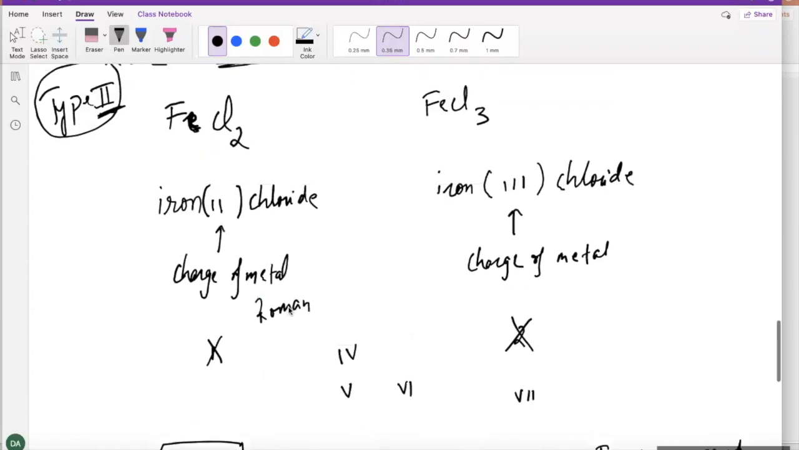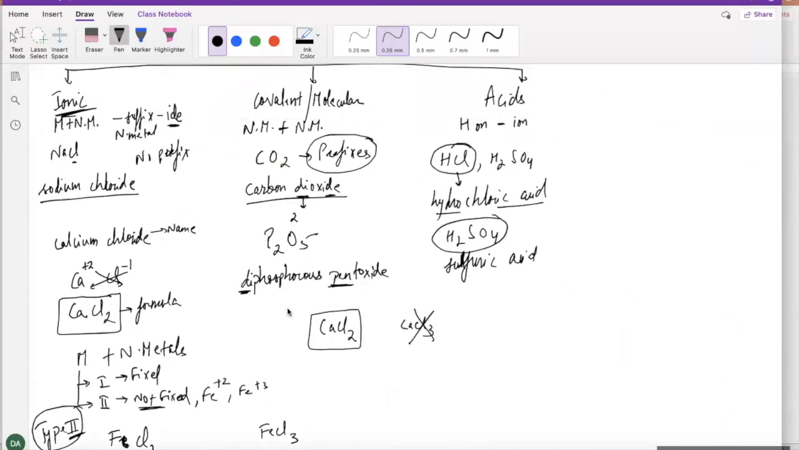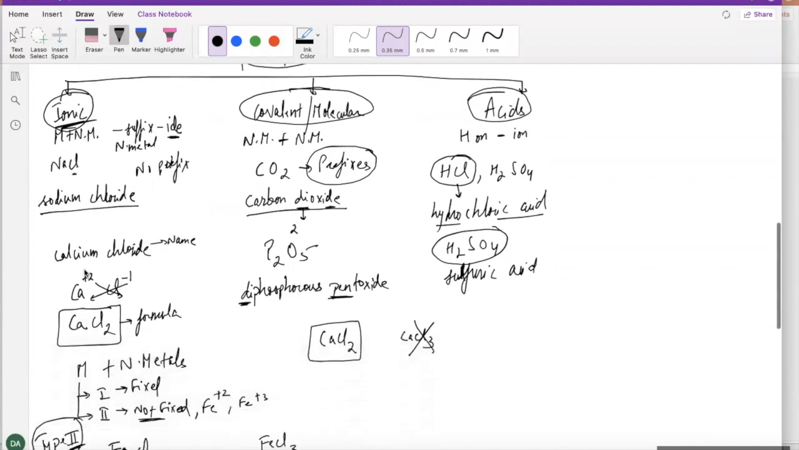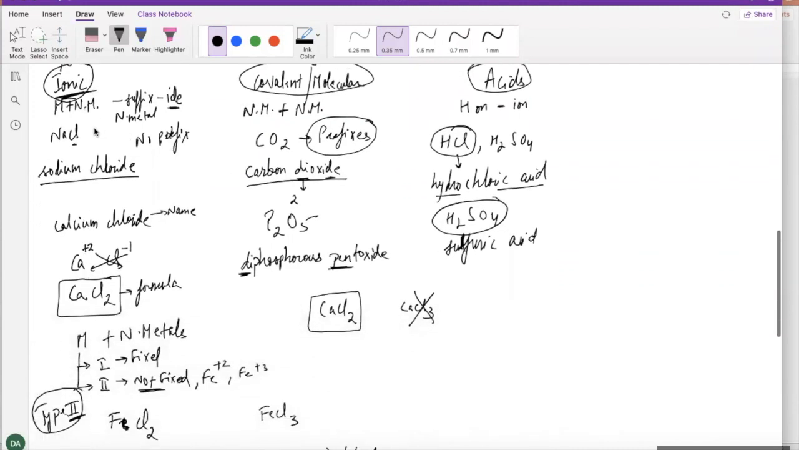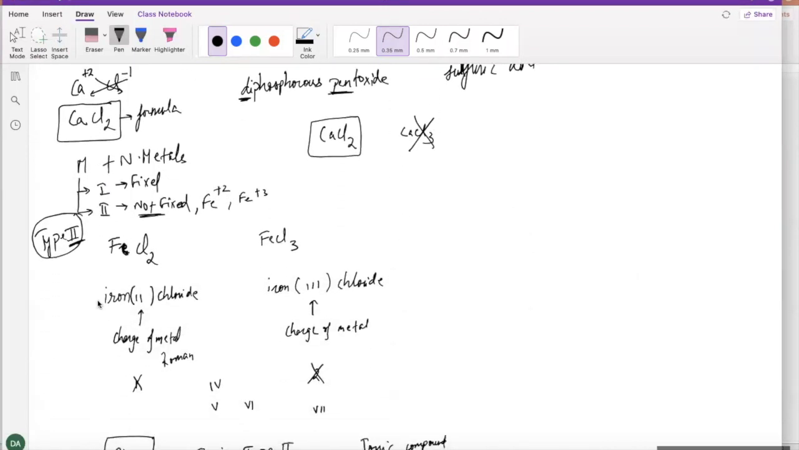So if I remind you where we were, we learned that we have 3 different types of compounds. We have ionic compounds, covalent or molecular, and acids. We just covered ionic compounds. In ionic compounds, we learned they're made up of metals and nonmetals. Since metals are 2 types, our ionic compounds are 2 types, type 1 and type 2.